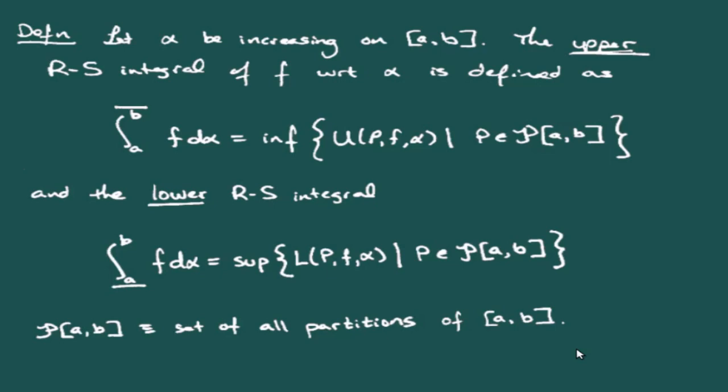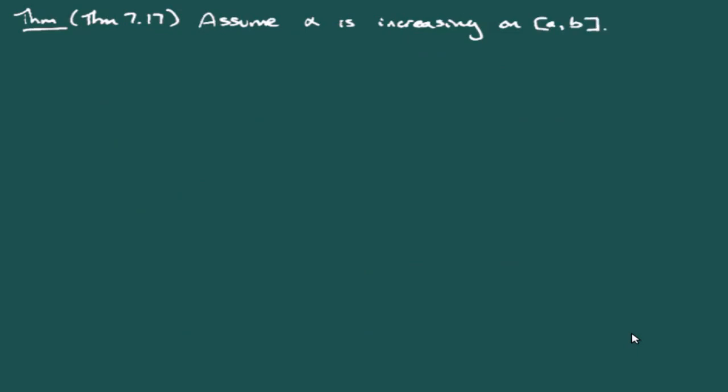To make sure our definitions are following our intuition, let's see if we can prove some theorems about these new things. Theorem 7.17: again, we're assuming that alpha is an increasing function. First of all, our lower Riemann Stieltjes integral is always going to be less than or equal to our upper Riemann Stieltjes integral.